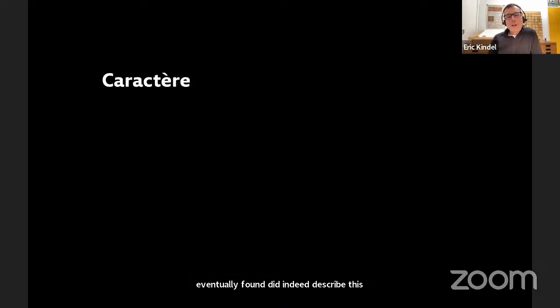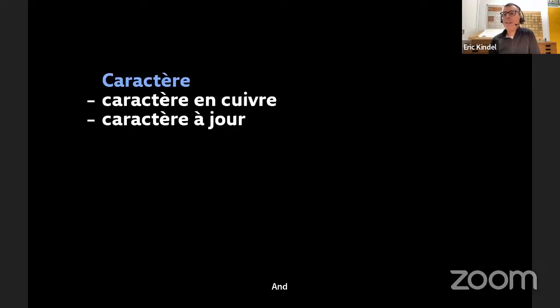So to start with French, the key term is caractère. It's a slightly complicated term because it generally refers not only to a character, as in English, but also to its physical manifestation. And caractère can refer to different kinds of objects, so modifiers are involved too, like en cuivre and à jour.